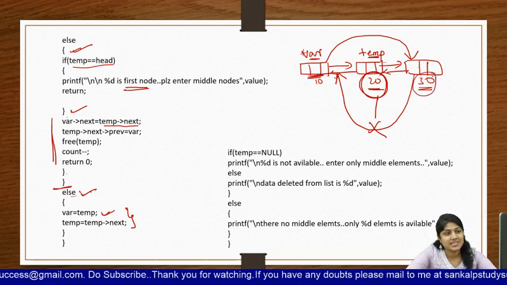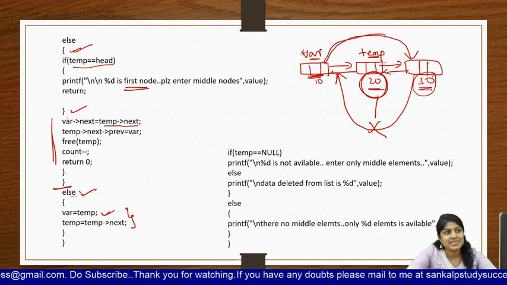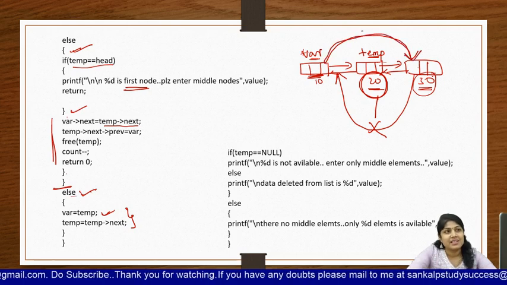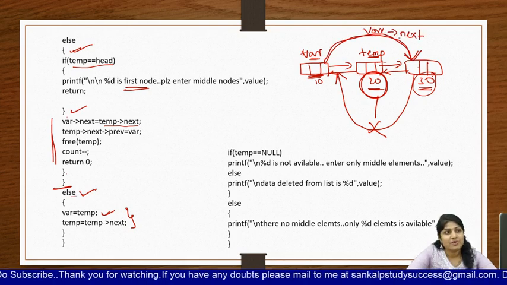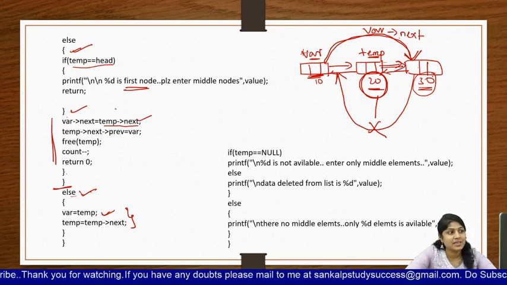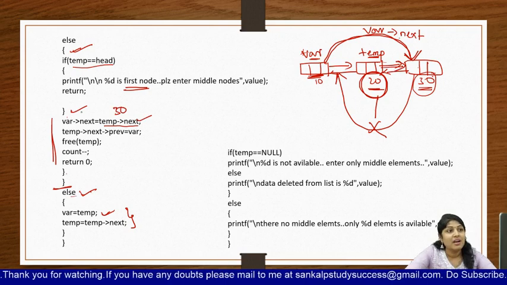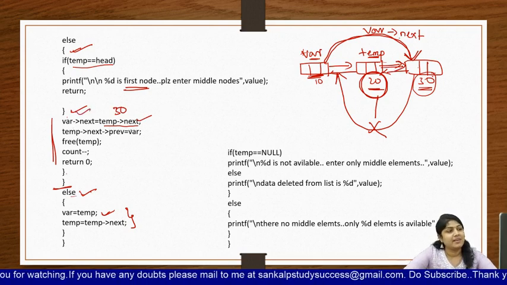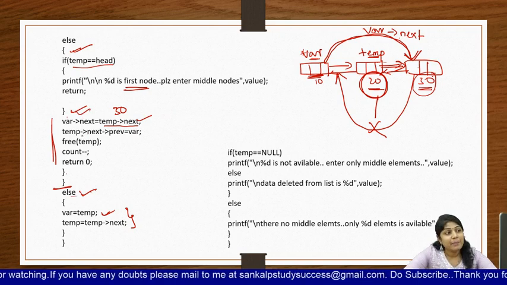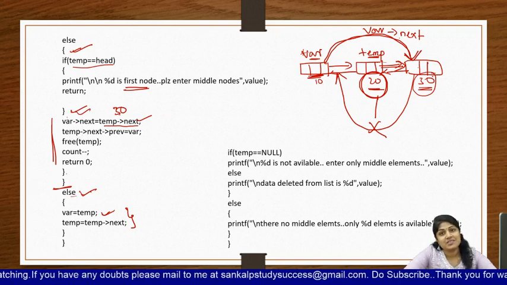Var to next, right? This is my var to next. So var to next is what? Temp to next. So where am I storing the 30 address? I am storing it in var to next. Okay, fine. And the next line is temp to next to previous.